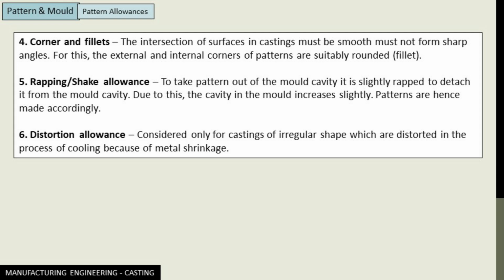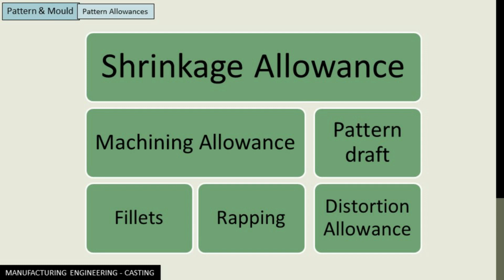And last but not the least, distortion allowance. This is considered only for castings which have irregular shapes, which are distorted in the process of cooling because of the metal shrinkage. So these allowances are very much important when designing a casting system.